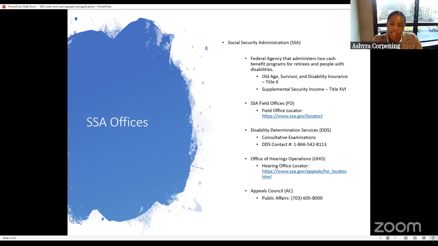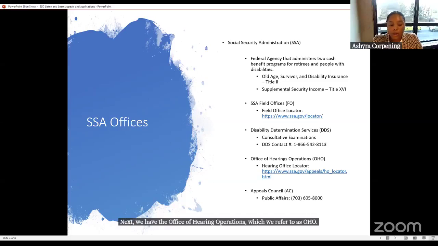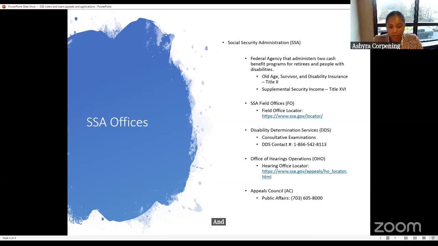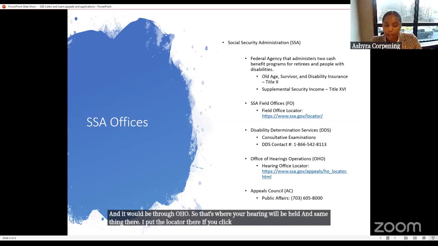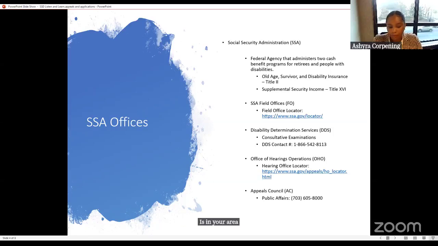Next, we have the Office of Hearing Operations, which we refer to as OHO. OHO is where you would appear before what's called an administrative law judge. So if you get to that level, you'll have a hearing in front of an ALJ, or administrative law judge, and it would be through OHO. So that's where your hearing will be held. And same thing there, I put the locator. If you click on there, you click your region, I believe, and it'll tell you which hearing office is in your area and that your case would be assigned to.